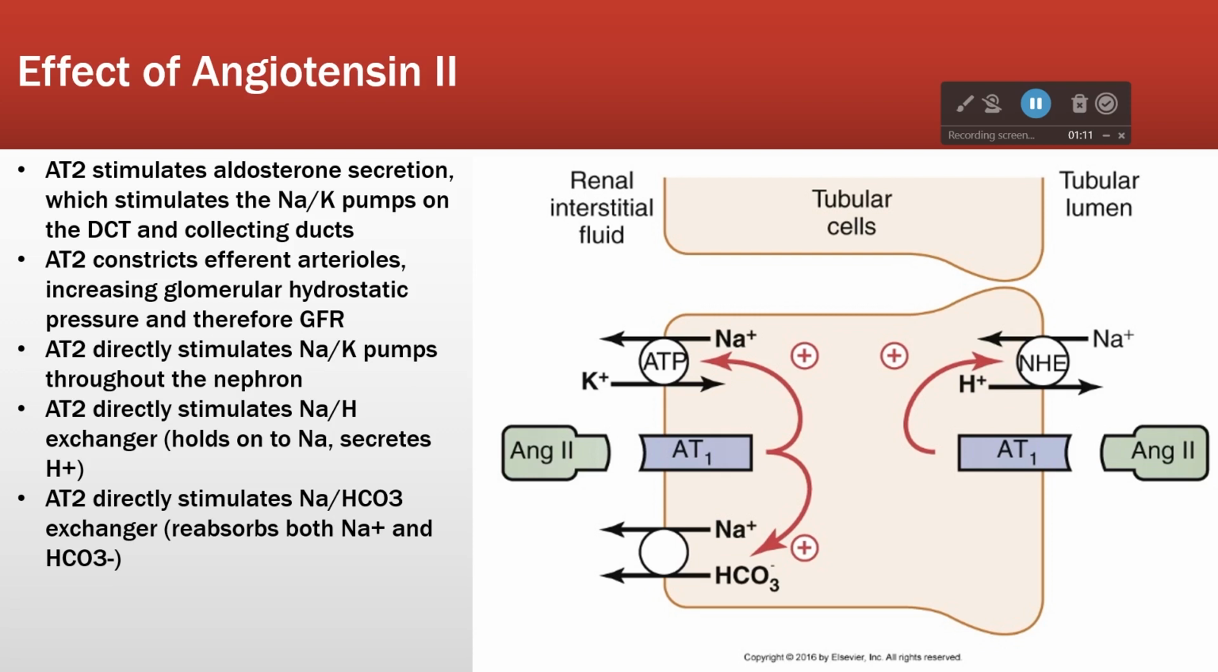It almost works like epinephrine a little bit for the renal system for plasma volume. In other words, it does a lot of things that all have the same goal, which is to increase blood pressure and hold on to plasma volume.